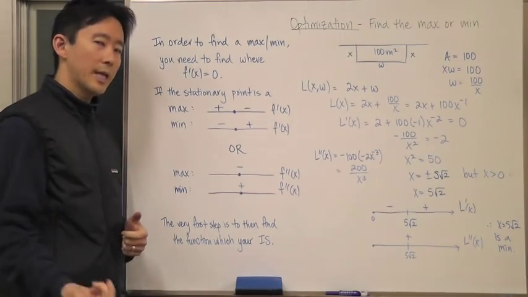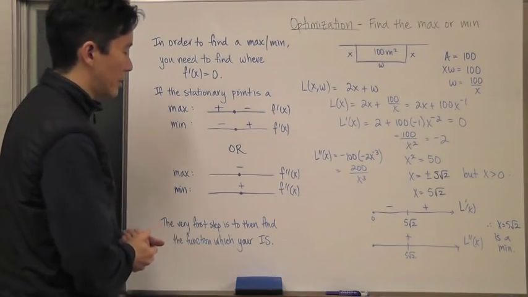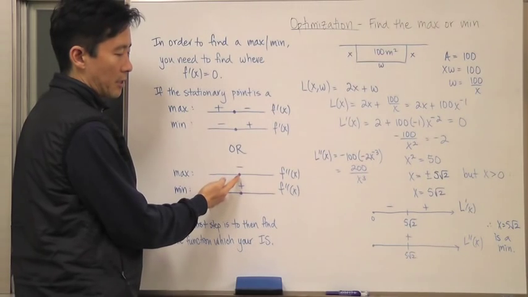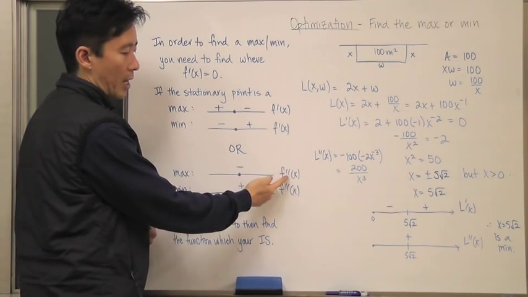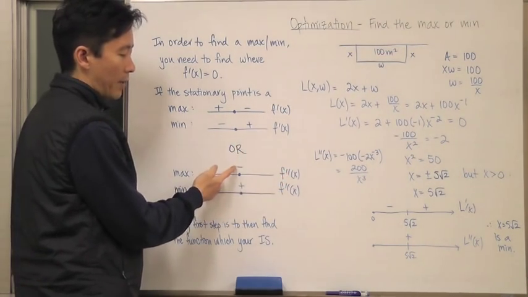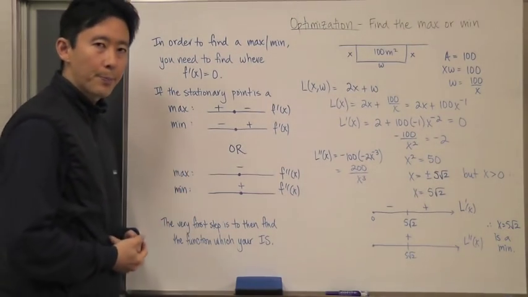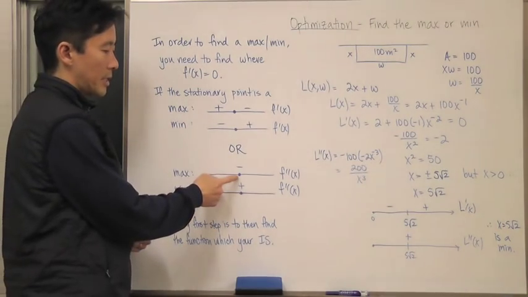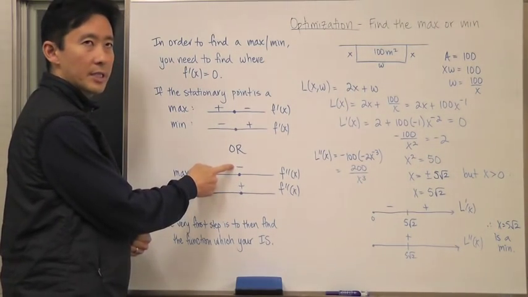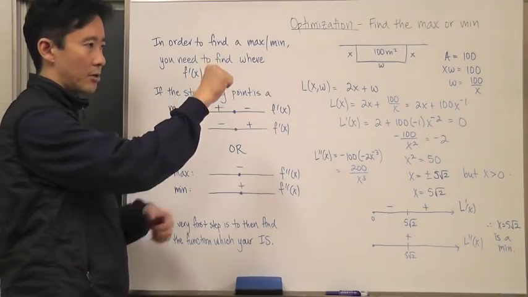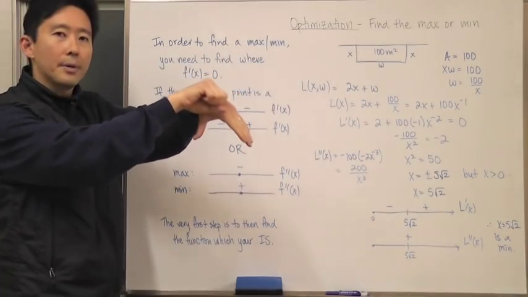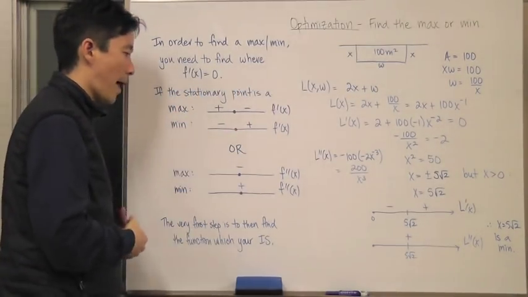If you wanted to use the second derivative, this is what you would do. You would take that stationary value and substitute it into f double prime of x, and if it came out with a negative value, then you know that it has to be a maximum. Because what that means is that at this stationary point, the concavity is down. That means the stationary point is at the top of the function, which means it's a max.